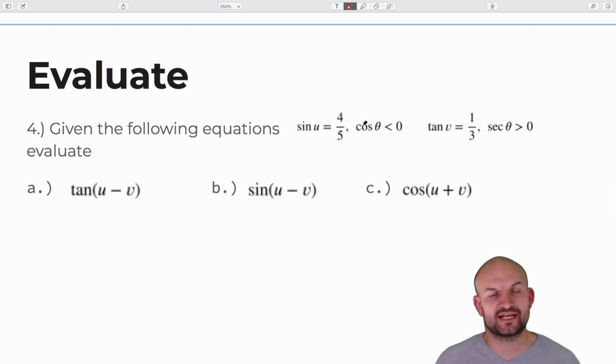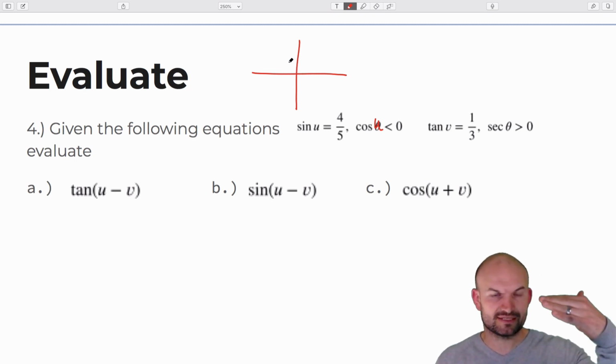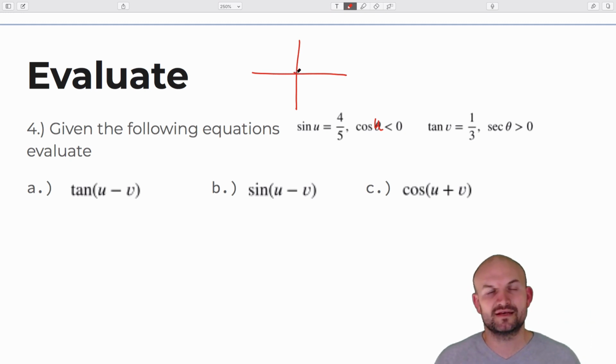The constraint says that cosine of, and that's wrong, that's u, the cosine of u has to be less than 0. So therefore, what we're going to do is draw a right triangle and say, all right, cosine is negative. That means it has to be to the left of the y-axis, right? It's either in the second quadrant or the third quadrant. Now, since sine is positive, that means it has to be above the x-axis. So it has to be to the left of the y-axis and above the x-axis. Therefore, you can see here's going to be our angle.